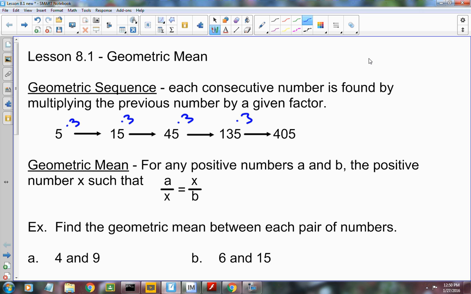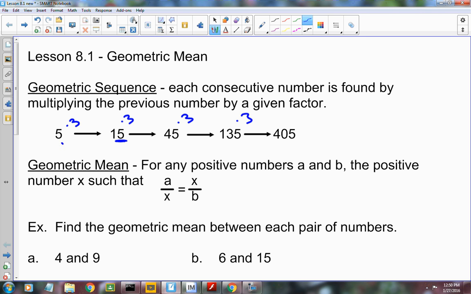Now, within a geometric sequence, you have geometric means. The number that comes between two others in a geometric sequence is called a geometric mean. Now, that's a different mean than what we're used to. To find it, you can set up a proportion with the numbers on either side and find out what that geometric mean is.